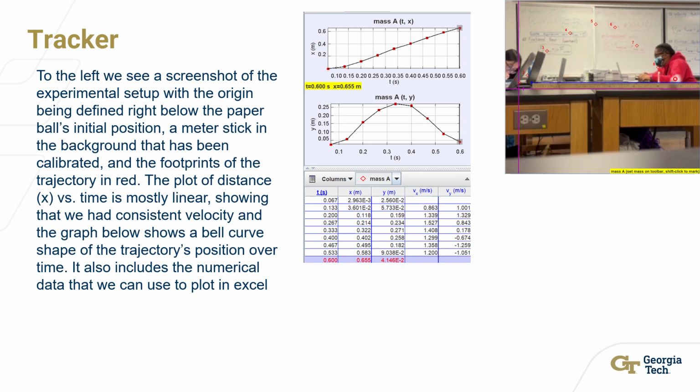And to the left of that, we see the graph with the top being the position versus time in the x direction being linear for the most part, showing that we had consistent velocity. And below that, we have position versus time in the y direction, which gave us a kind of bell curve shape. And below that, we have the data that we can use for Excel.